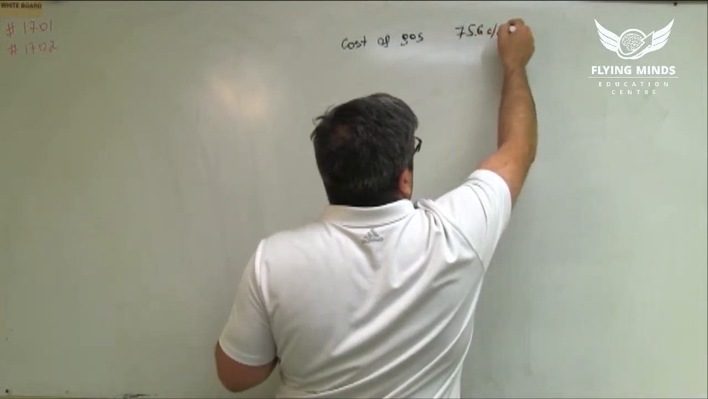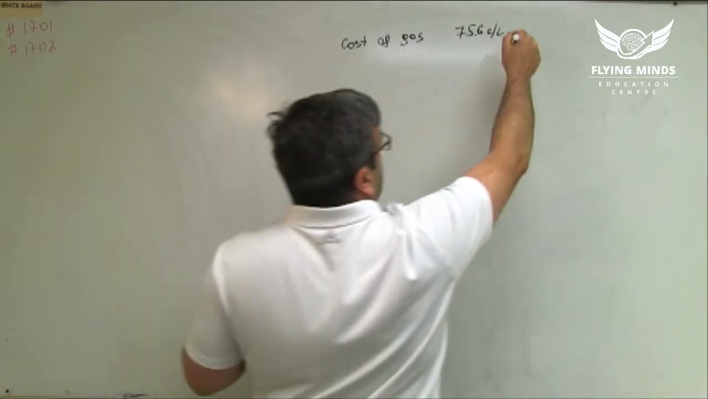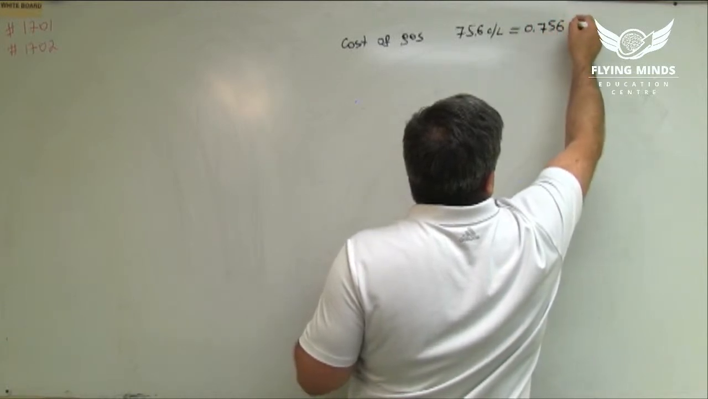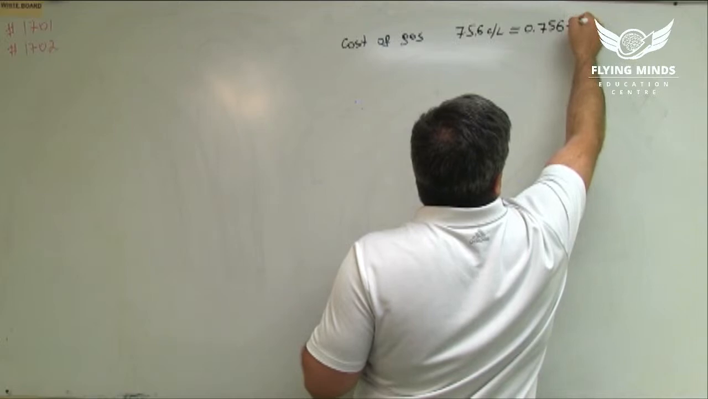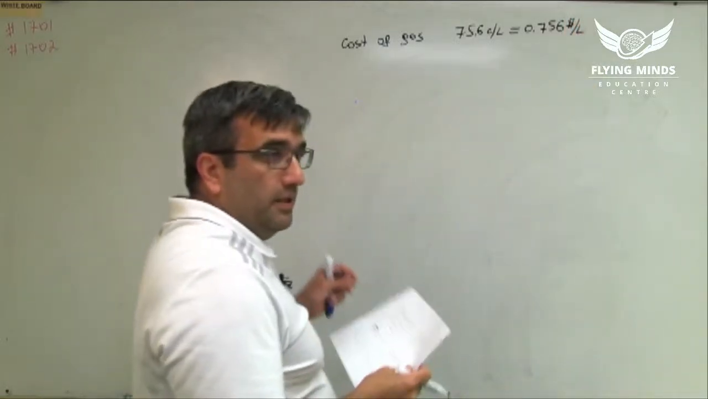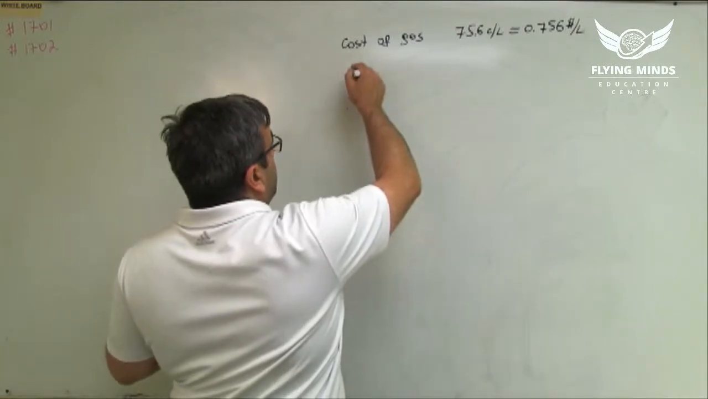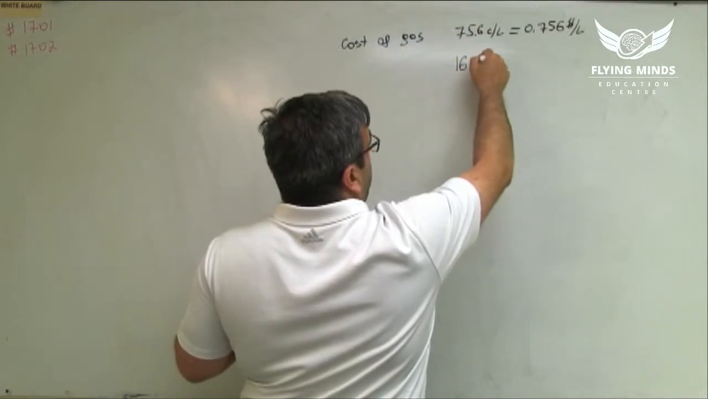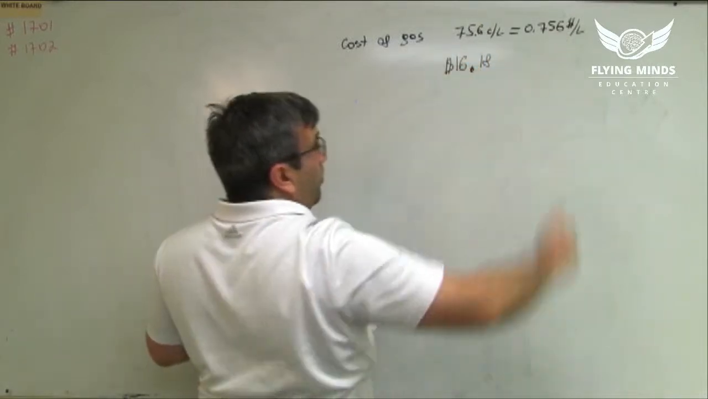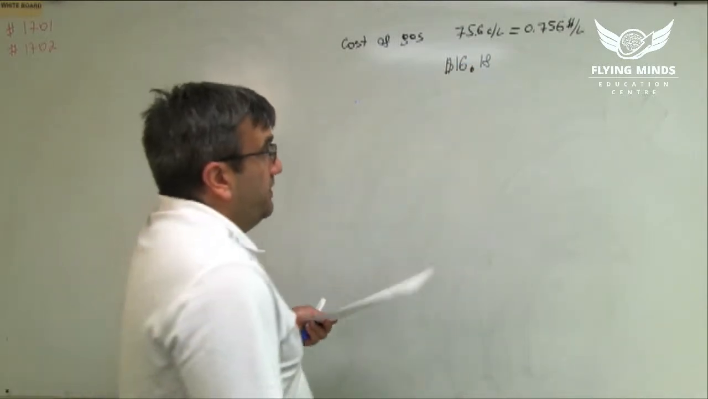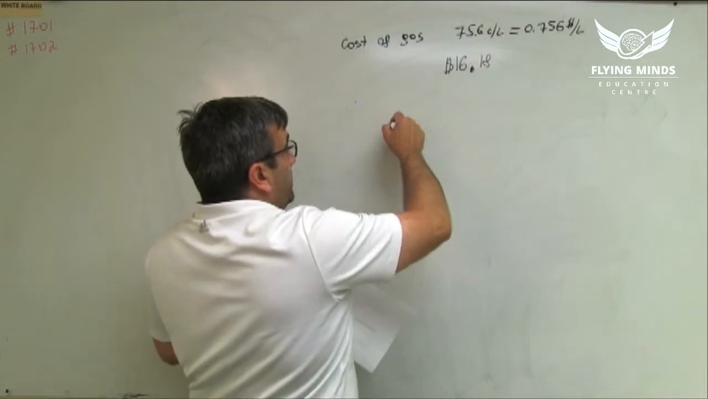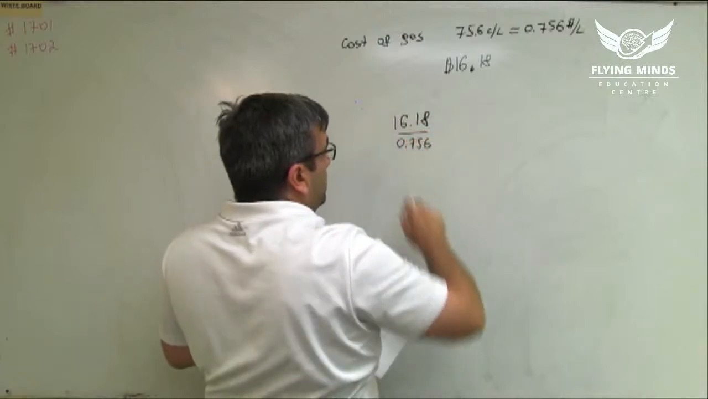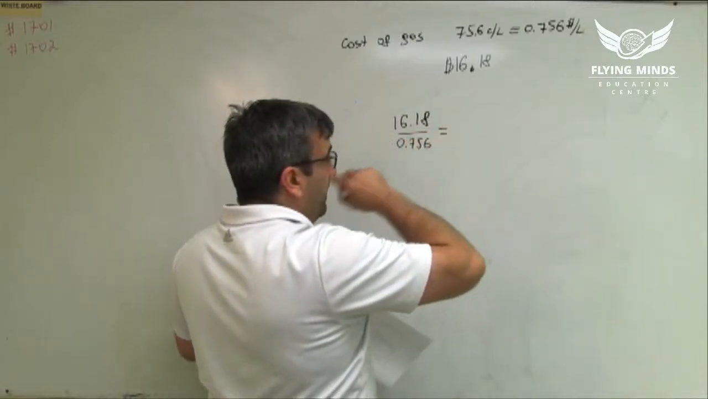So the cost of gas is 75.6 cents per liter. So we need to convert it to dollars, right? So it will be dollars per liter. Okay, so the customer spent $16.18, right? So what we need to find is how many liters they bought. So we need to divide 16.18 by the price per liter.